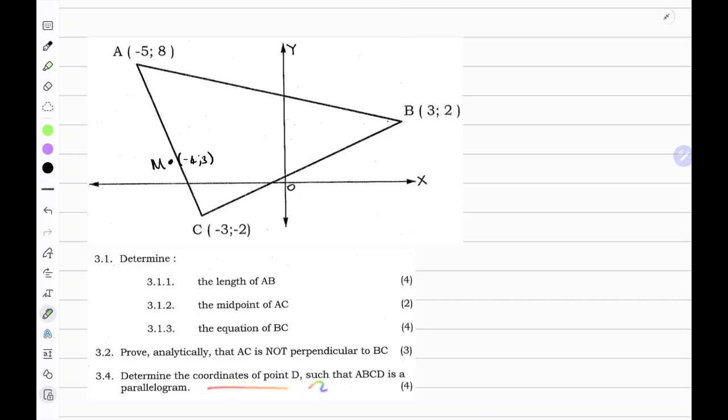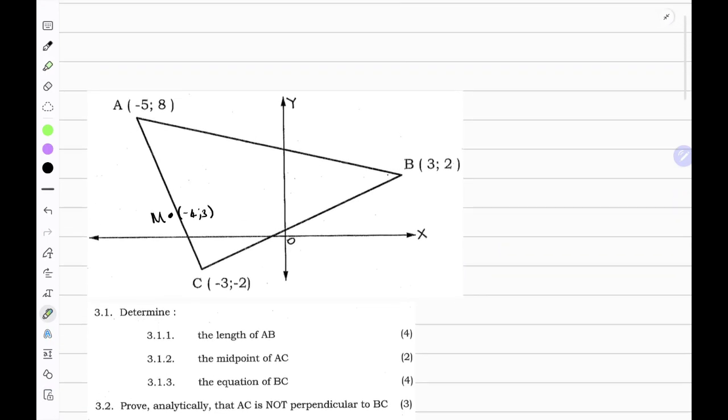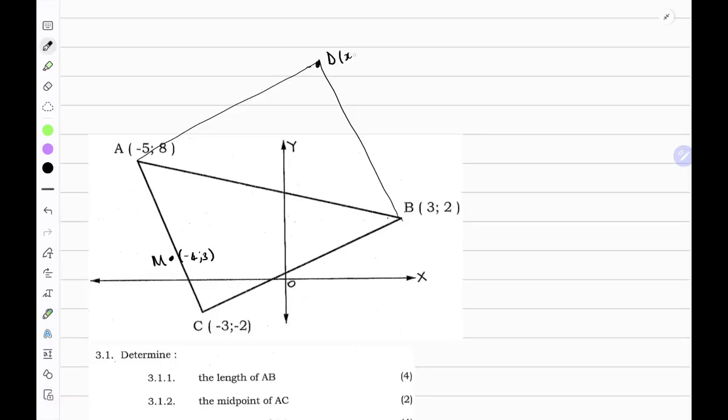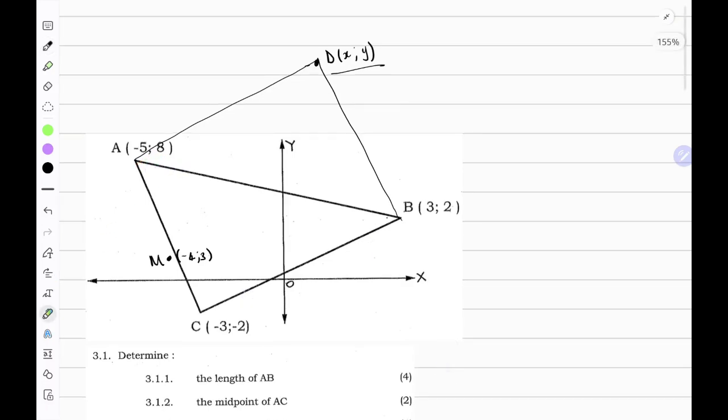It says determine the coordinates of D such that ABCD is a parallelogram. So let's include point D on the sketch. So we can imagine that D is one of the coordinates, and we need to find the coordinates such that ABCD is a parallelogram. So let's also consider the diagonal DC. Let's call the midpoint M. One important property of a parallelogram is that the diagonals bisect each other. So in other words, the midpoint of AB is also the midpoint of CD. These two diagonals share the same midpoint. So we can use that property to find the coordinates of D.